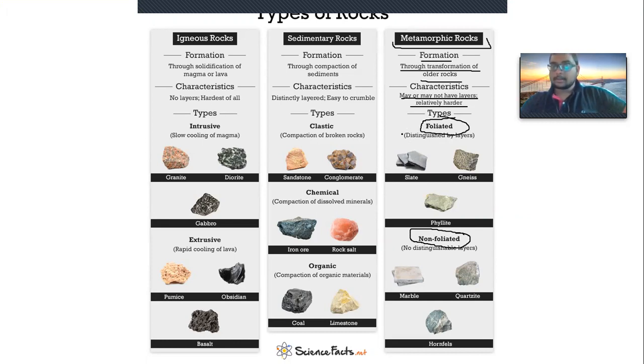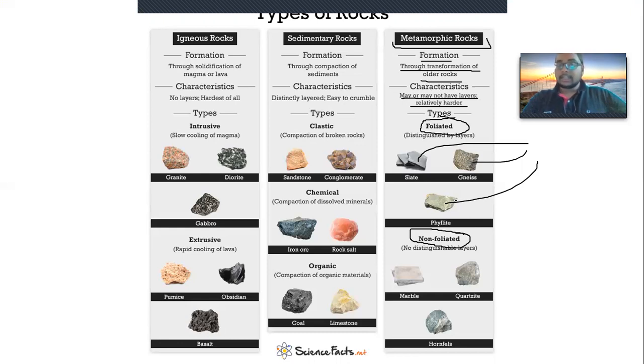So foliated metamorphic rocks means those rocks which have layers on them, and those are slate, gneiss, and phyllite. These are the three rocks: slate, gneiss, and phyllite. These are three metamorphic rocks, foliated metamorphic rocks.